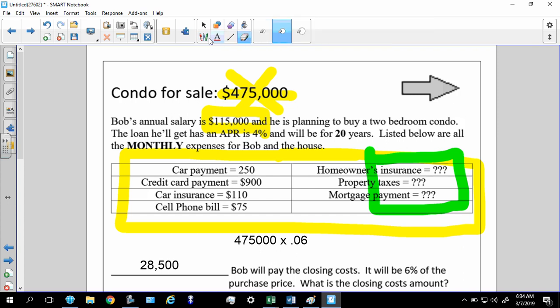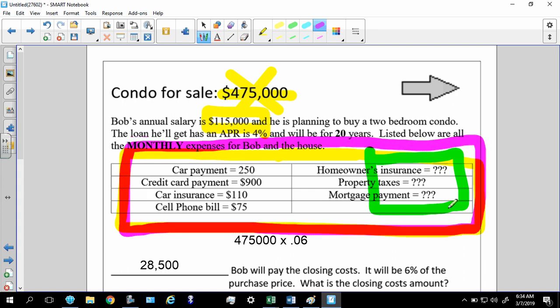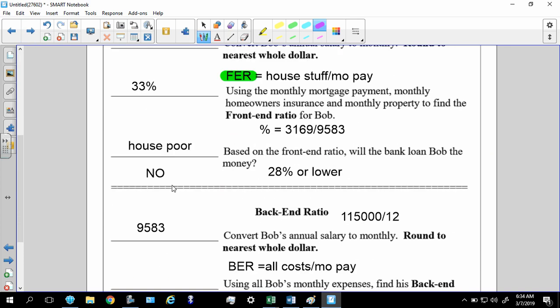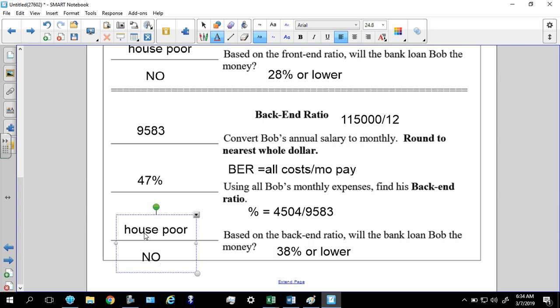So let me do a different color just so you can see it. For my visual learners, everything that's in this chart will have to be added. Even this stuff, all this has to be added together. All right? So when I do that, all the costs, everything, the percentage is 4,504 divided by his monthly pay, which is 9,583. And when I do that, I get a percentage of 47%. Again, 47%, that's kind of high, but for the back end ratio, we're looking for 38% or lower. So again, he is house poor, which is a big fat no.